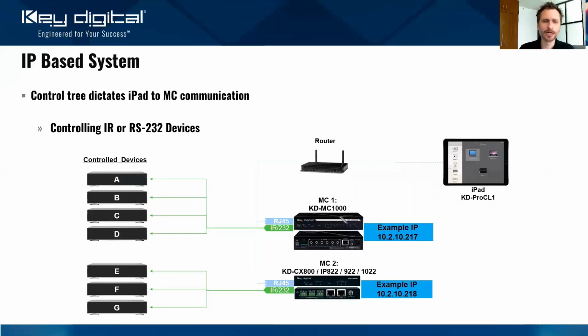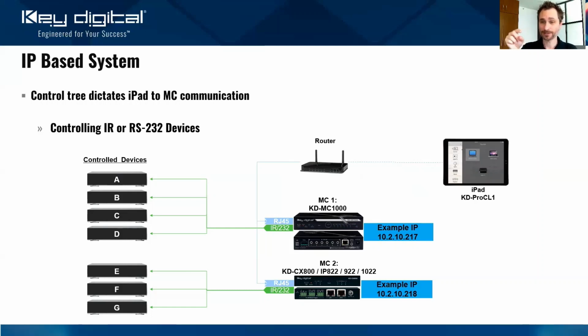So here's an example of this. If you have IR and RS-232 devices, in this case we have one master controller, our MC1000, and we have another master controller that is either our CX800 or one of our 4K AV over IP master controllers. And it's fine for them to mix and match within the same system, as depicted here. And in this system, if the iPad needs to control devices A through D, they're all connected IR or RS-232 to the master, the MC1000, and that has its own unique IP address.